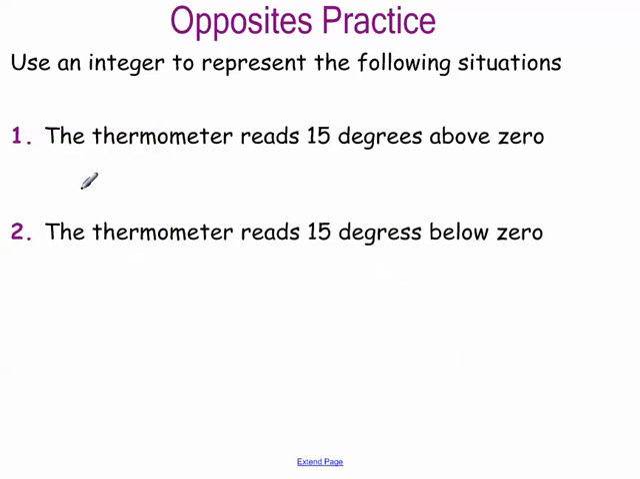All right, let's check out another one. The thermostat reads 15 degrees above 0. So that is a positive 15. But then if it reads below 0, that's at a -15. So those are opposites of each other. So again, in this situation, what does 0 mean? 15 degrees below 0, 15 degrees above 0. What does 0 mean? 0 means I'm at 0 degrees. I'm not above and I'm not below 0. I am right at 0. Okay? All right, pretty easy concepts here.